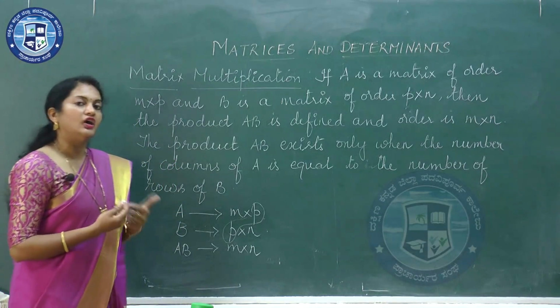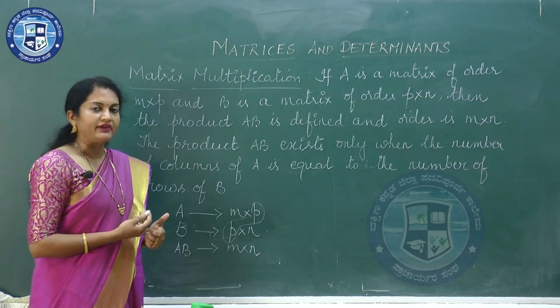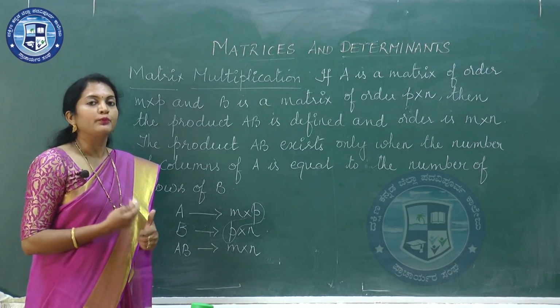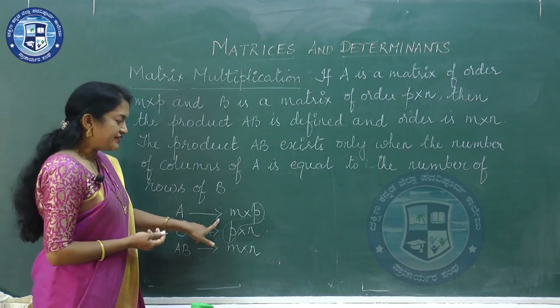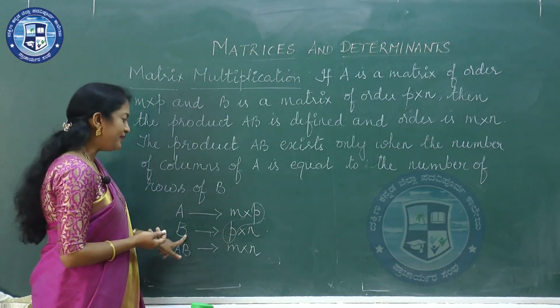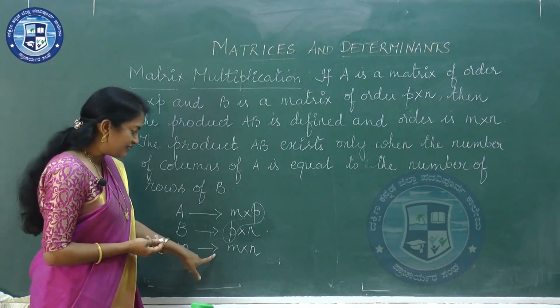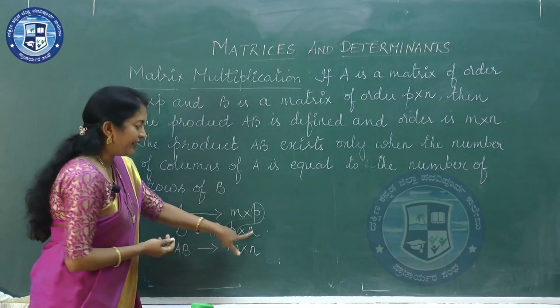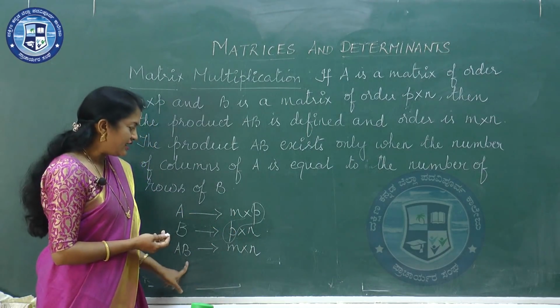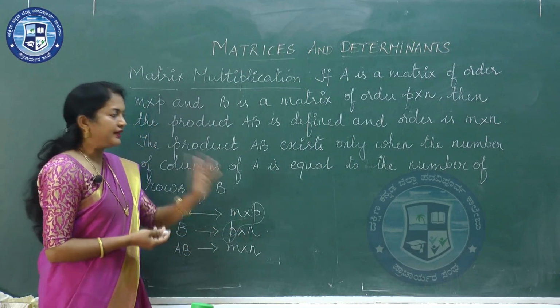Now what is the order of the resultant matrix, the order of the product? If A is of order m by p and B is of order p by n, then the product AB is of order m by n.